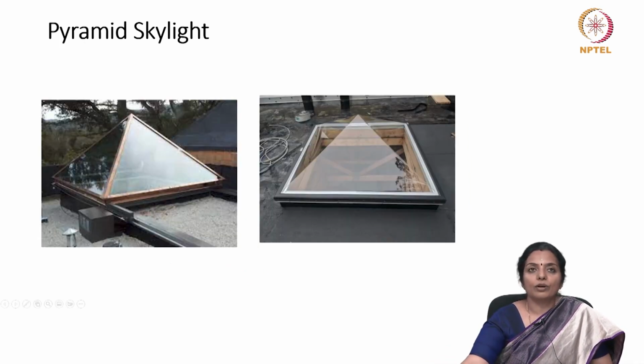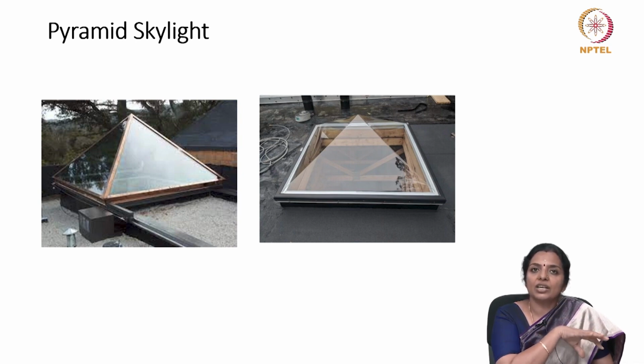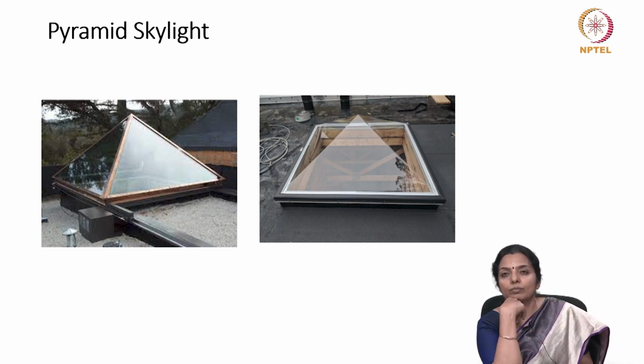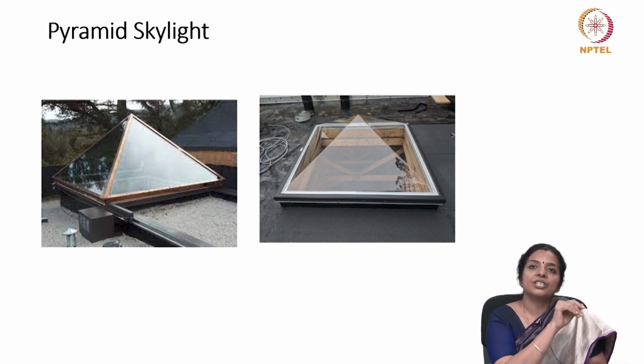And then we move on to the last part of this slide series, which is a pyramid skylight. A pyramid skylight is a type of roof system that is designed to allow natural light to stream into an indoor space. It typically consists of a pyramid-shaped glass or polycarbonate structure that is placed on top of a roof. Pyramid skylights are popular in commercial and residential buildings because they offer several benefits.